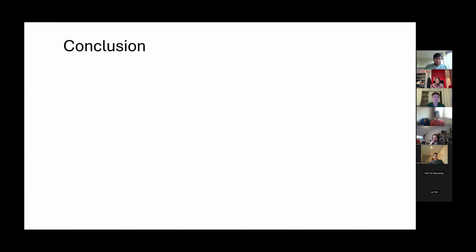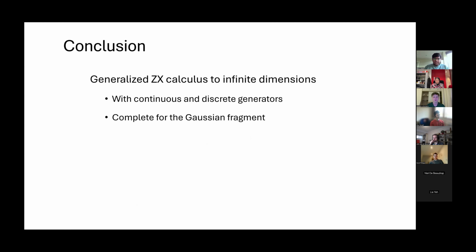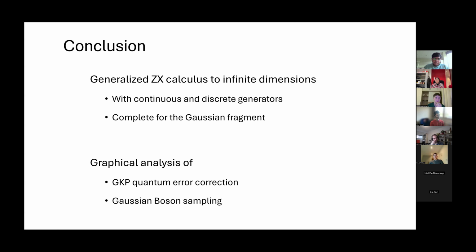Okay. So to conclude, we generalize ZX to infinite dimensions, and this has the continuous and discrete pictures all in one. We also show how those two different pictures interact in a very nice way. And this calculus is also complete for the Gaussian fragment. We applied the calculus to study quantum error correction with the GKP code and give a fully graphical proof of the hardness of Gaussian boson sampling.